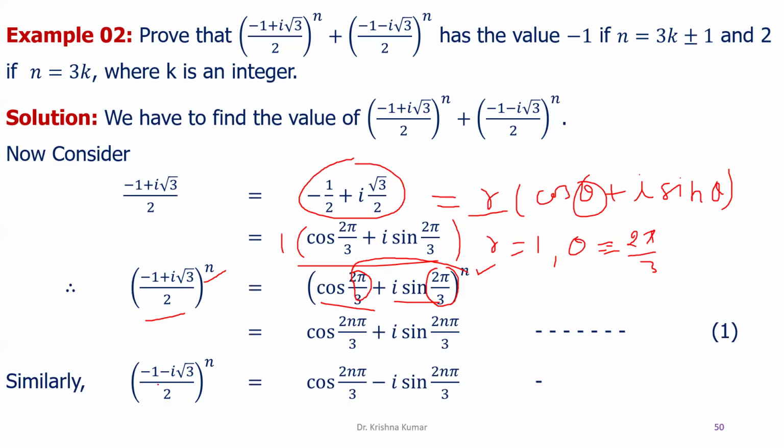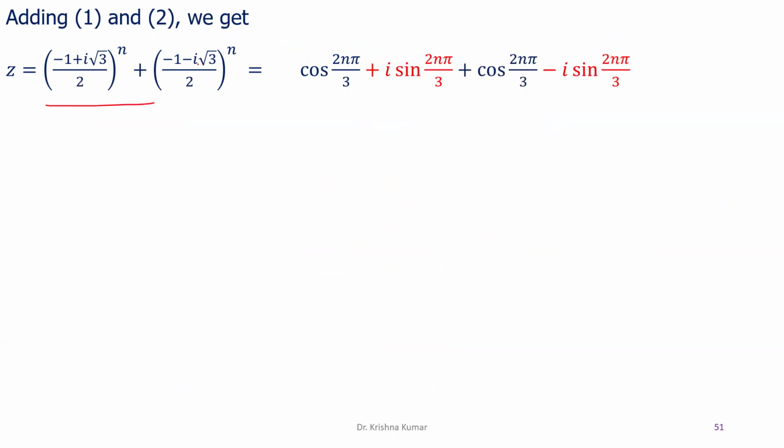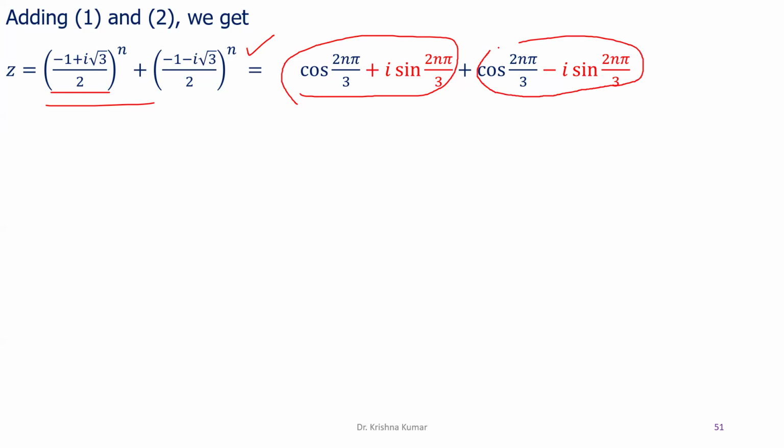Similarly, we can also find the value of ((-1 - i√3)/2)^n. It is only that the plus sign is converted to a minus sign. The rest of the things will be similar. So let us add these two. Adding 1 and 2, we get z = ((-1 + i√3)/2)^n + ((-1 - i√3)/2)^n. Its value is cos 2nπ/3 + i sin 2nπ/3, and the other is cos 2nπ/3 - i sin 2nπ/3. The only difference is the minus sign. So we have its value is 2 times cos 2nπ/3.